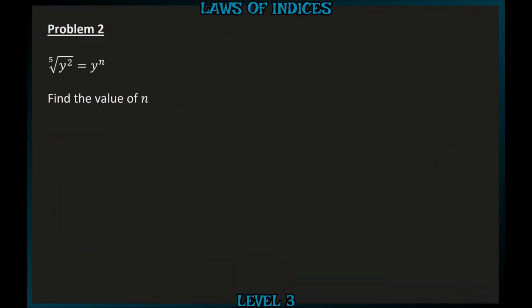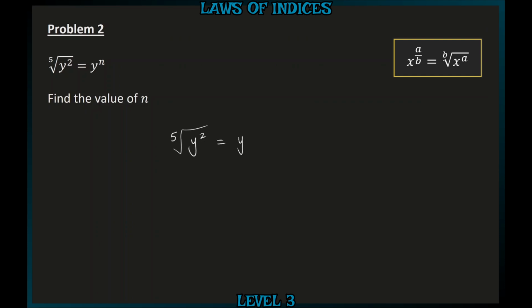In problem 2, we're told that the fifth root of y squared is equal to y to the power of n, and we need to find the value of n. Now, since on the left-hand side of this equation, our y has both a power and a root on it, we're going to use this law. And this law tells us that y can be written with a fractional power. The numerator of that fraction is the power, which is 2, and the denominator of the fraction is the root, which is 5.